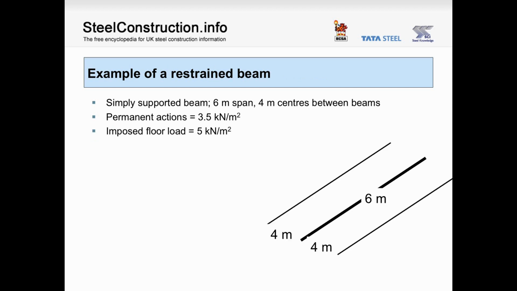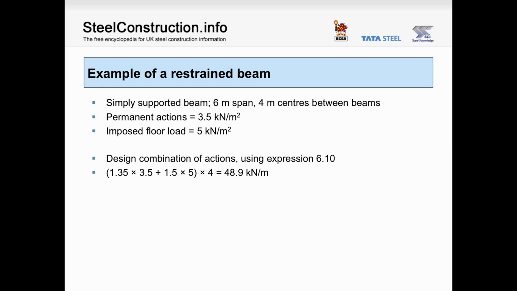It's a beam which is 6 meters long at 4 meter centers. We have some permanent actions, 3.5 kilonewtons per square meter, and an imposed floor load of 5 kilonewtons per square meter. Using expression 6.10, we can calculate the ultimate load, so 1.35 times the permanent actions plus 1.5 times the imposed floor load, and the ultimate load then is 48.9 kilonewtons per meter. We can then calculate the maximum bending moment, WL squared over 8, because the beam is simply supported, and the answer is 220 kilonewton meters.